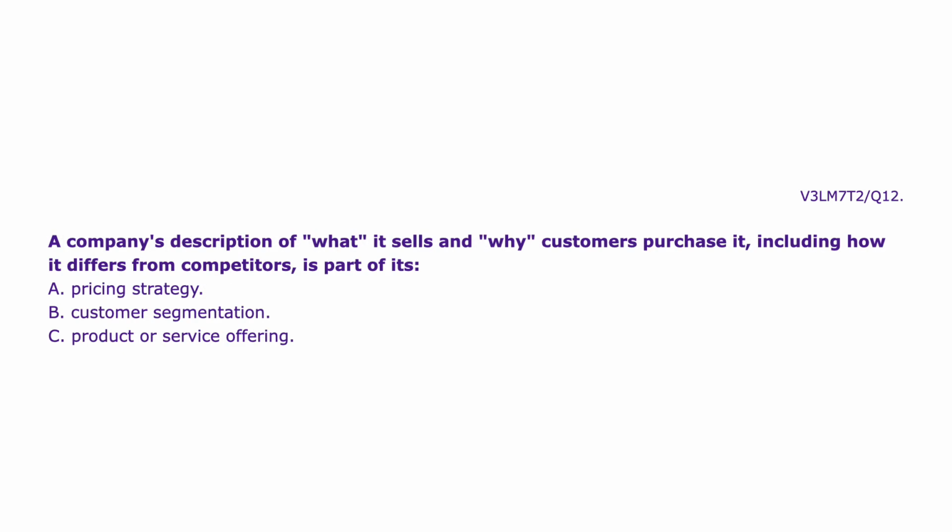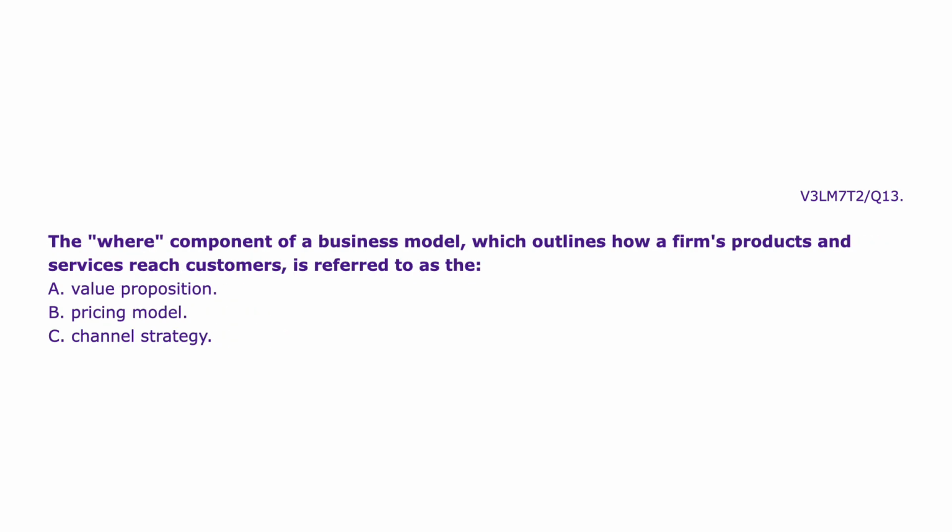A company's description of what it sells and why customers purchase it, including how it differs from competitors, is part of its: A, pricing strategy; B, customer segmentation; C, product or service offering. The where component of a business model, which outlines how a firm's products and services reach customers, is referred to as the: A, value proposition; B, pricing model; C, channel strategy.